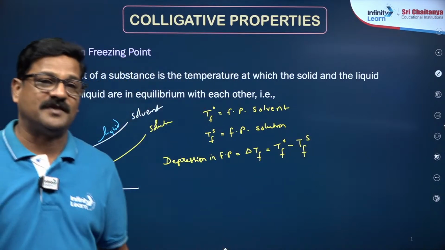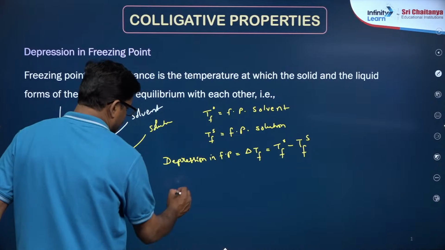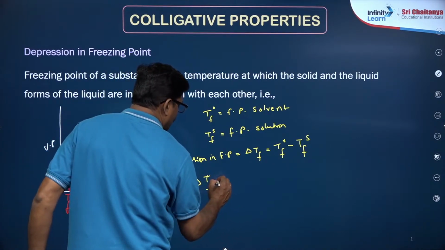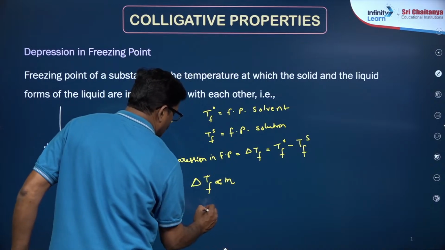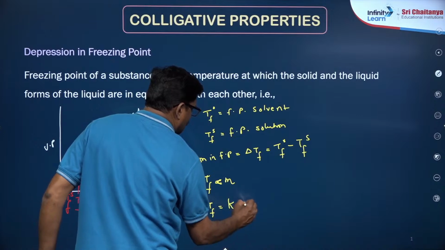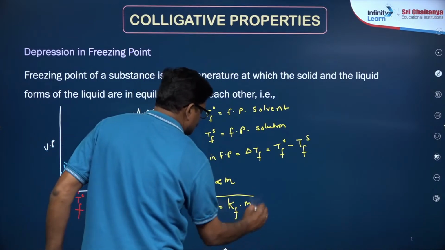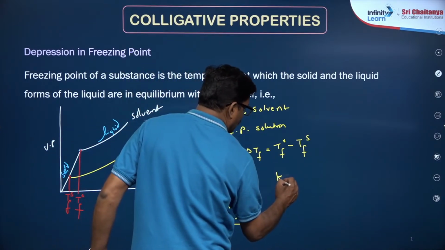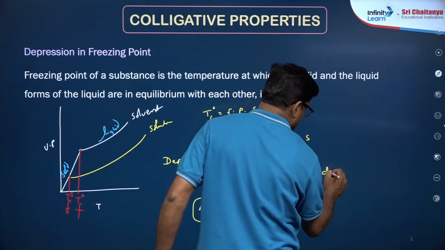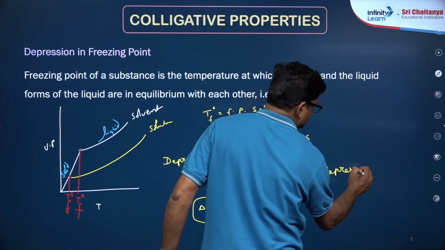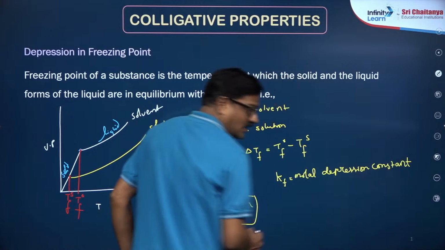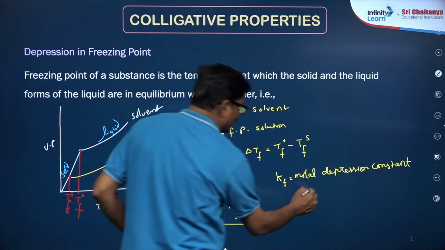So, depression in freezing point is a colligative property. That delta Tf is directly proportional to molality. Delta Tf is equal to Kf times molality. Kf is called the molar depression constant, or is also called, dear students, the cryoscopic constant.